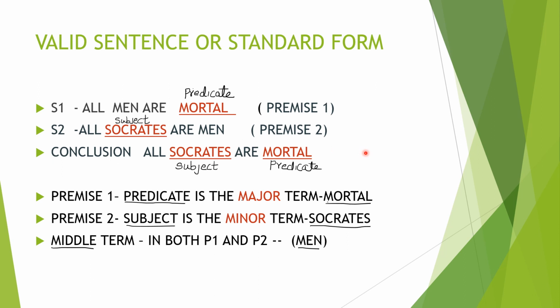Understood? So you get an idea, I think. So how to find a valid argument? First, the first sentence should have the predicate, and that predicate should be the predicate of the conclusion. And the second sentence has a subject, and that subject should be the subject of the conclusion. This is called the major term, and this is called the minor term. And which is the middle term? Middle term means the word which comes in both sentences. That is, man can be seen in both. So man has become the middle term in P1 and P2.